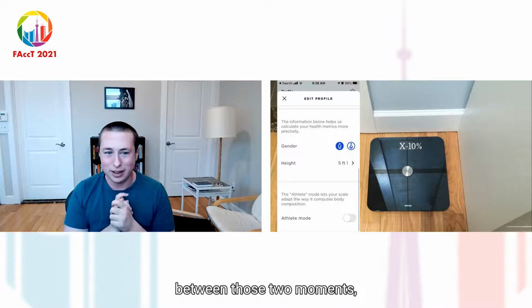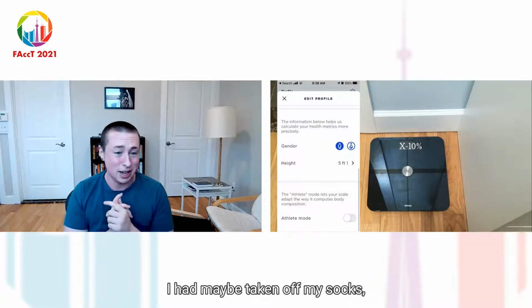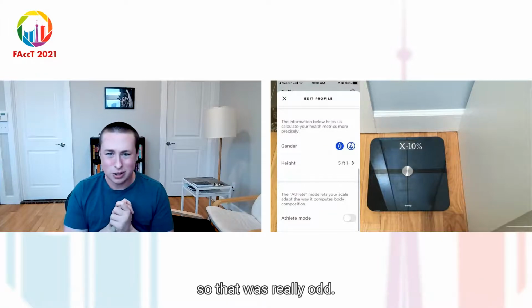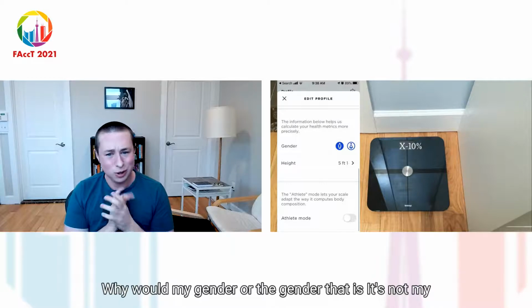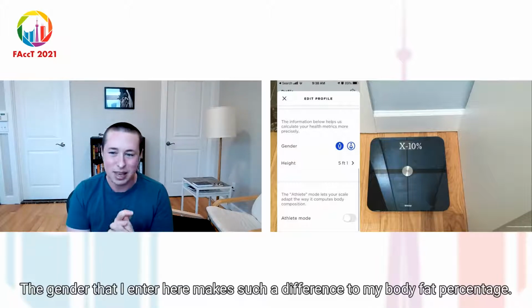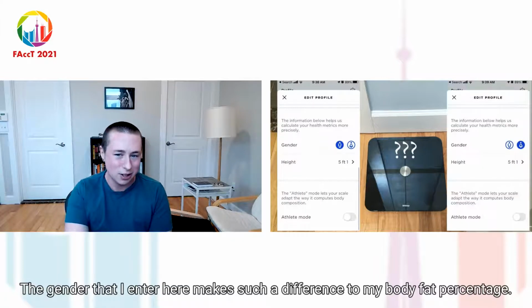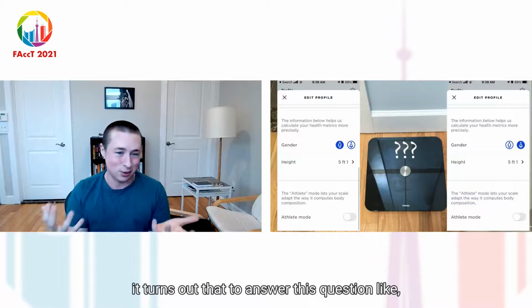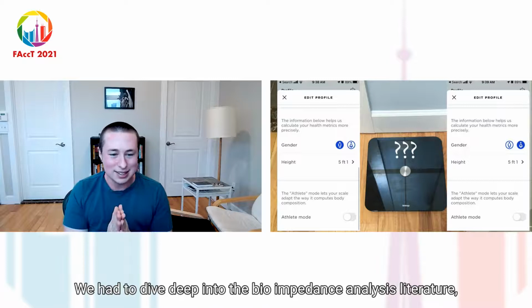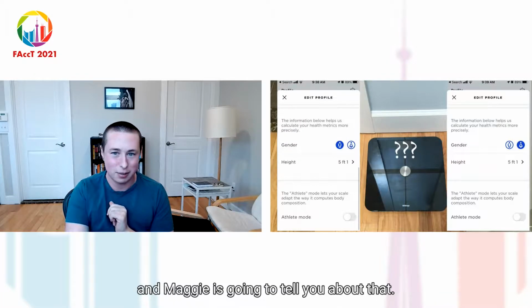Now, between those two moments, I had maybe taken off my socks, but I had not changed my body fat percentage in any meaningful way. So that was really odd. Why would my gender, or rather the gender that I enter here, make such a difference to my body fat percentage? Well, it turns out that to answer this question, like which one should I pick and why does this happen, we had to dive deep into the bioimpedance analysis literature, and Maggie's going to tell you about that.